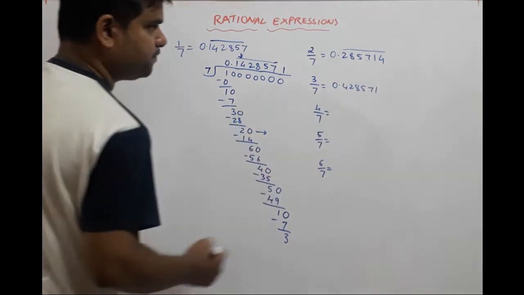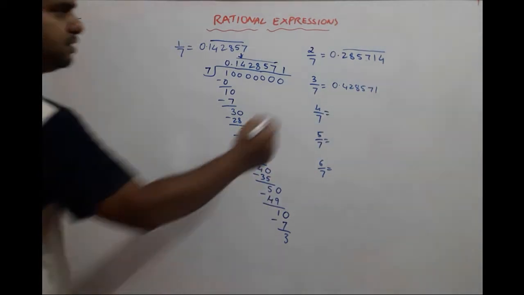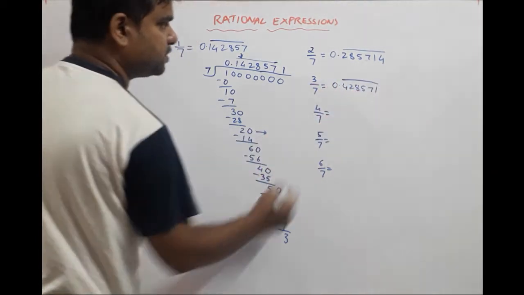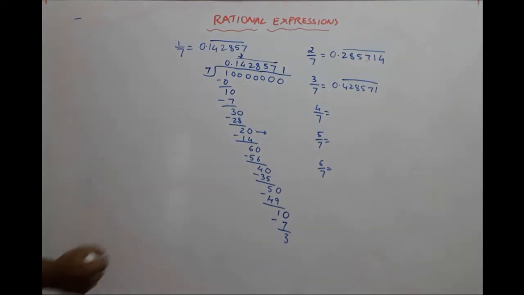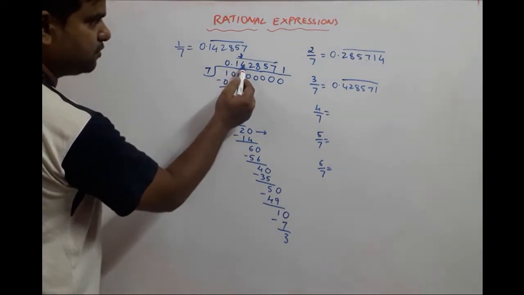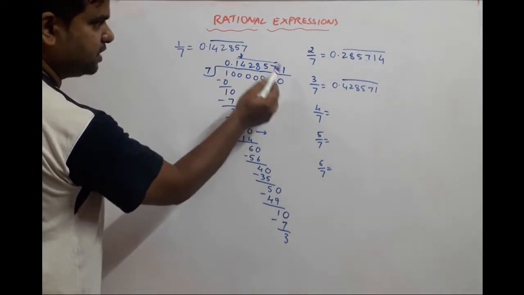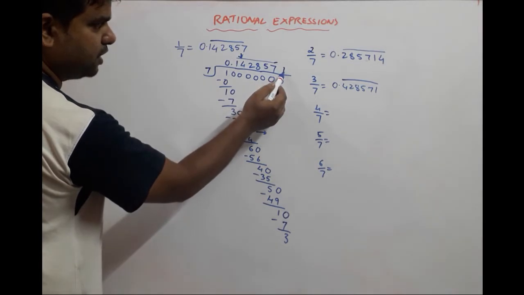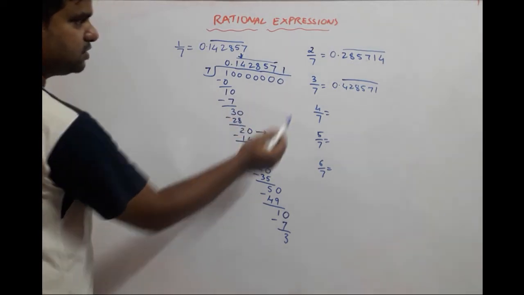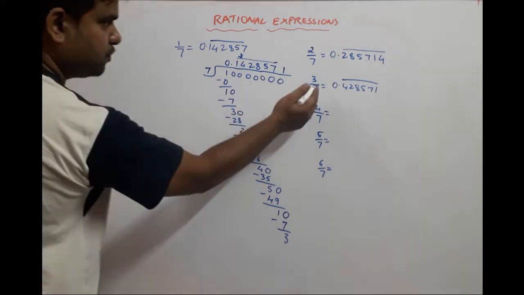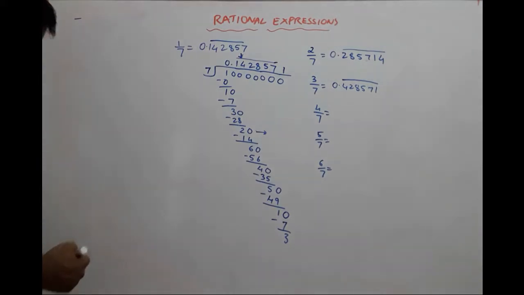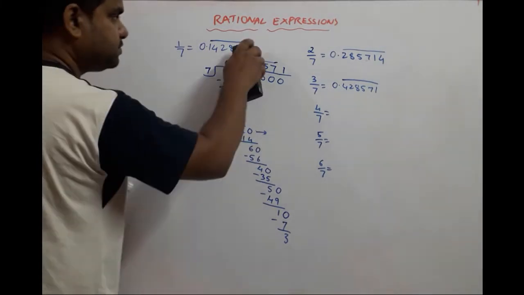0.42857, okay, and with a bar on top of it. Understood? So it will begin from here, 42857 and then it reverts back 1. So we have already done once over here. So that is 1. Again for 4 upon 7. Well, it is this part.